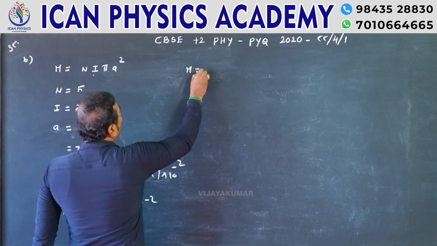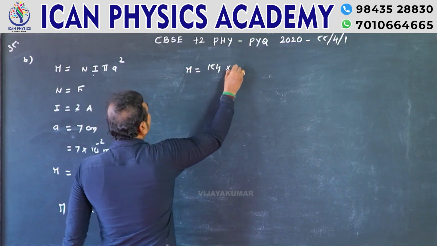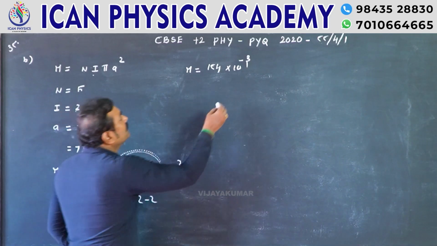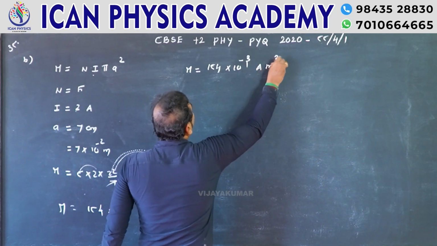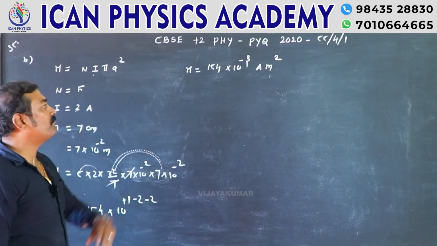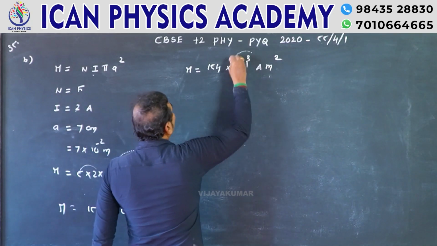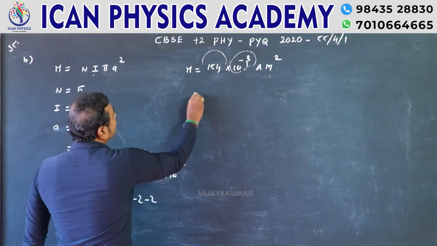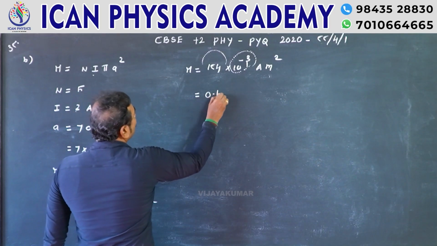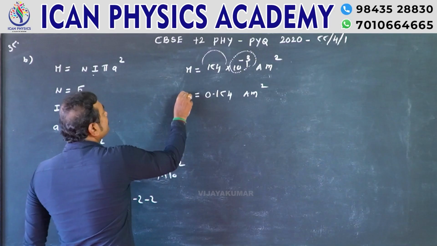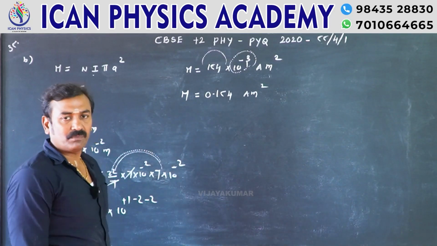So the magnetic moment is 154 into 10 to the power minus 3 ampere meter square. So this is the magnitude. The answer can be taken as, so 10 to the power minus 3, before 3 digits we can put the decimal point. So 0.154 ampere meter square. This is the magnitude of magnetic moment.